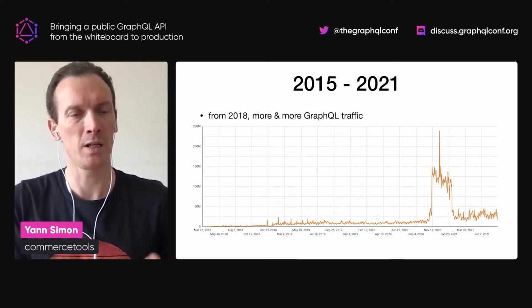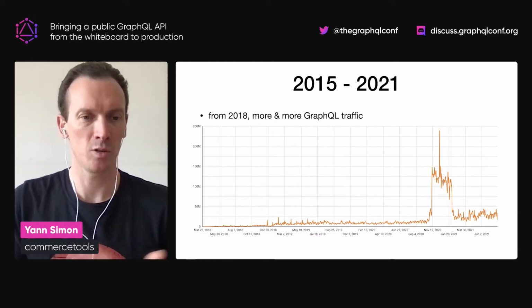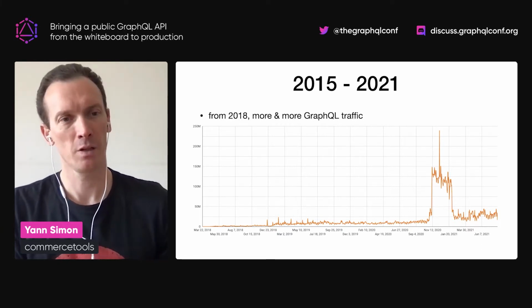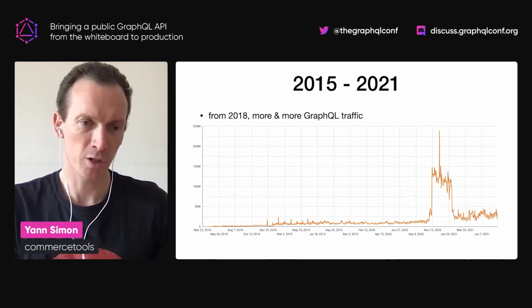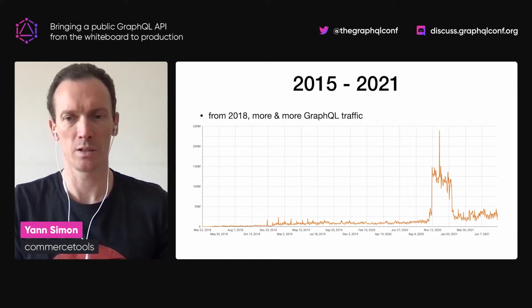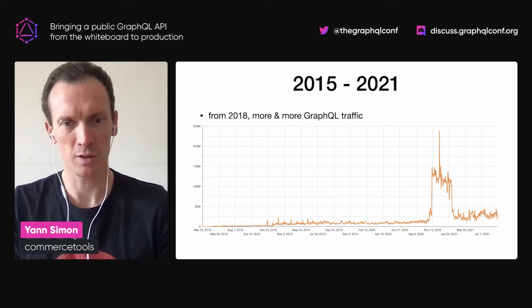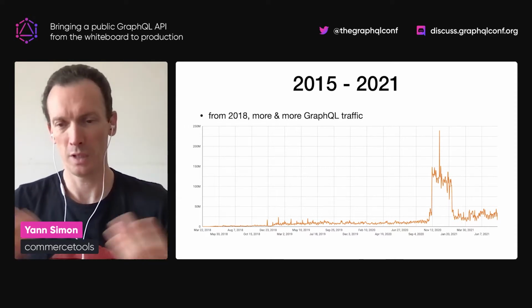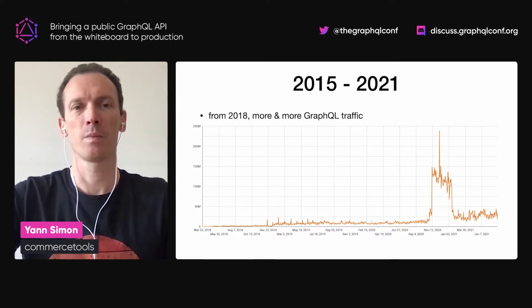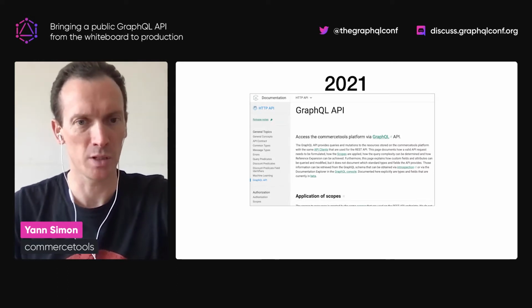Between 2015 and 2018, we continued working on the GraphQL endpoint, adding more and more features. From 2018, we could observe that customers were very much interested in our GraphQL support and started using it. From 2018 until now, the GraphQL traffic has grown ever since. We are now in 2021 and we provide a public GraphQL API that we support and that customers are using in production.